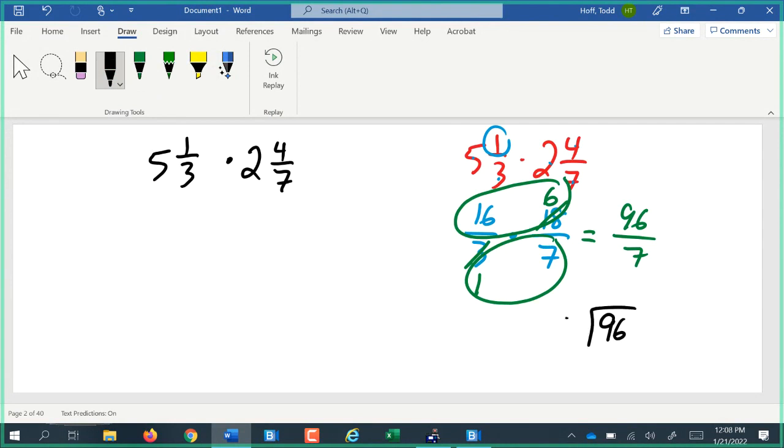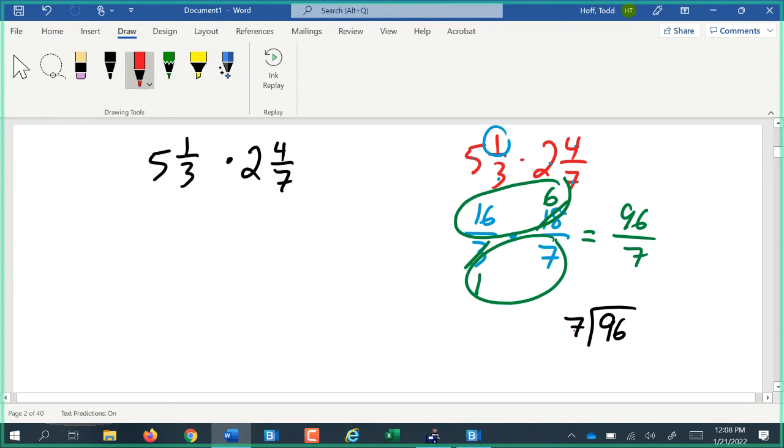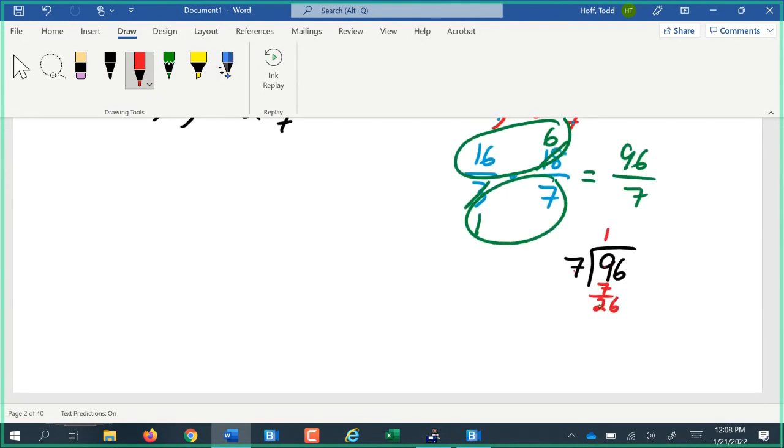So 96 divided by 7. 7 goes into 9 once. Subtract 7, that's 2 left over. Bring down the 6. 7 goes into 26 3 times. 3 times 7 is 21. There's 5 left over. So that is 13 with 5 of those 7ths left over.